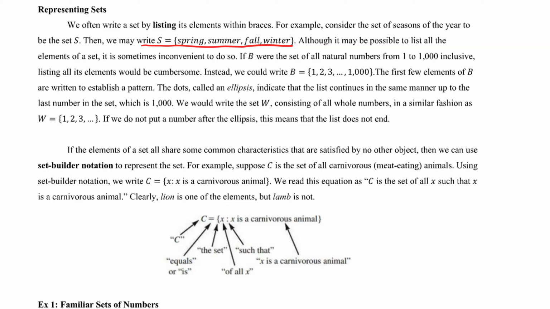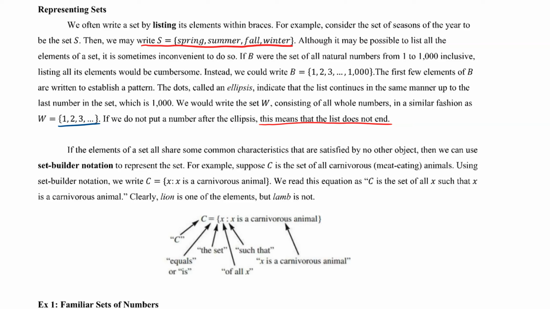So we could also write this set of whole numbers in a similar manner. If we don't have a stopping point, because the whole numbers never end, we could just list out 1, 2, 3 and put the ellipsis, and then we don't have a number following it, so that means that particular list does not end, as we can see right here. It just keeps going on forever and ever.